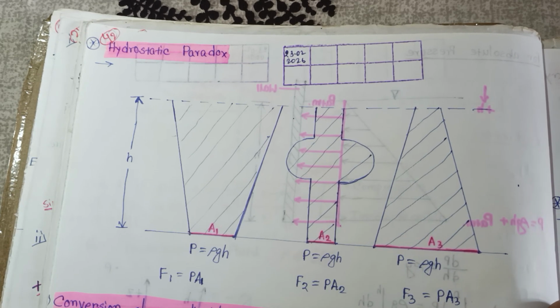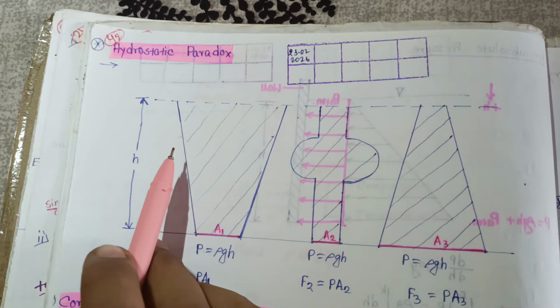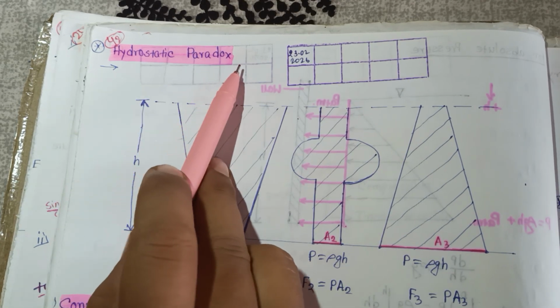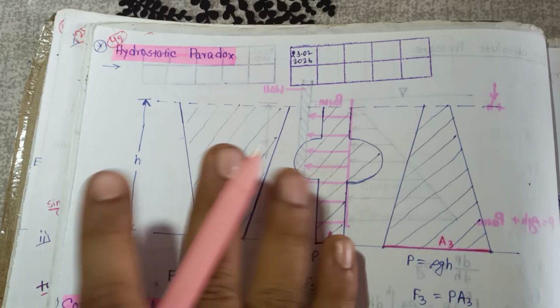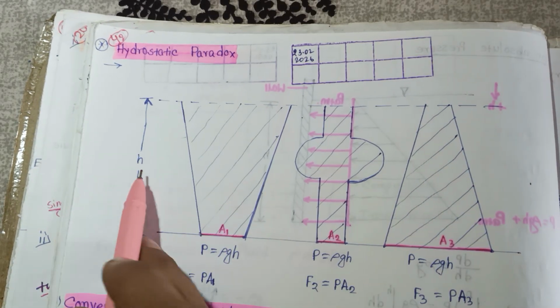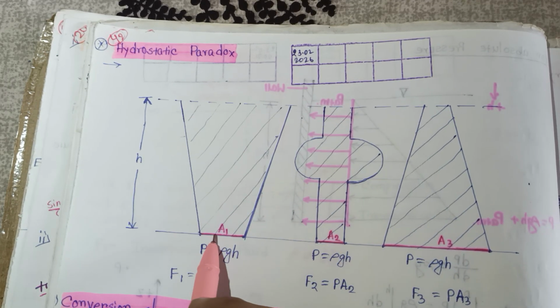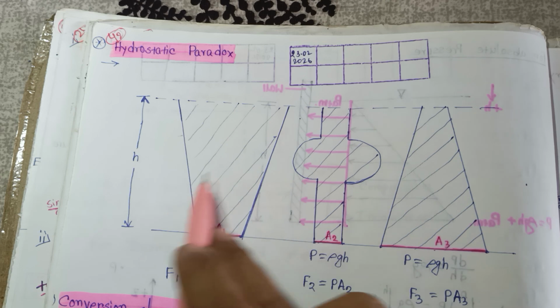So in the previous lecture we saw how the pressure changes with respect to depth. Now we'll understand what the hydrostatic paradox is. The hydrostatic paradox is, consider there are three shapes at constant height h. The pressure at that location does not depend on the shape.